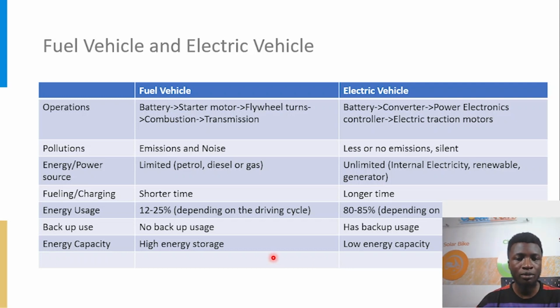There is also a backup use. There is no backup use for the fuel vehicle, but with the electric vehicle, due to the bidirectional charging, you can use the energy stored in your vehicle battery to power some of your phones and your utilities at home. And you have high energy storage. That is one great advantage of the fuel vehicle over the electric vehicle. The energy storage is really huge. So if you are talking about the energy stored, the weight is really way better than that of the electric vehicle.